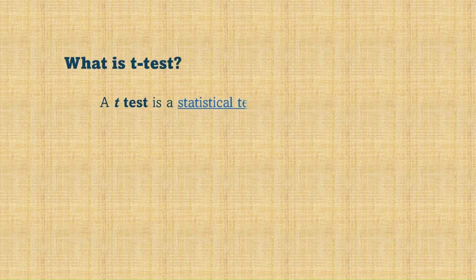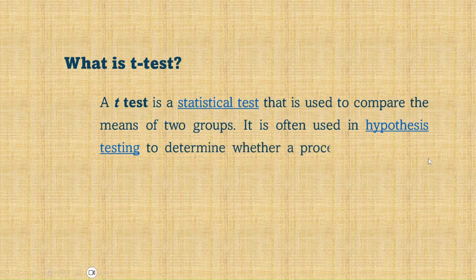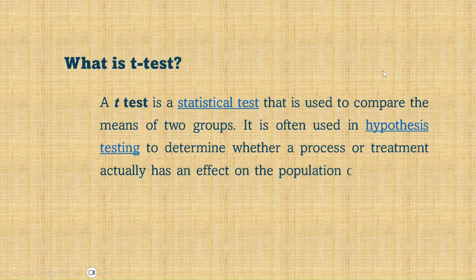What is a t-test? A t-test is a statistical test that is used to compare the means of two groups. It is often used in hypothesis testing to determine whether a process or treatment actually has an effect on the population of interest, or whether two groups are different from one another.